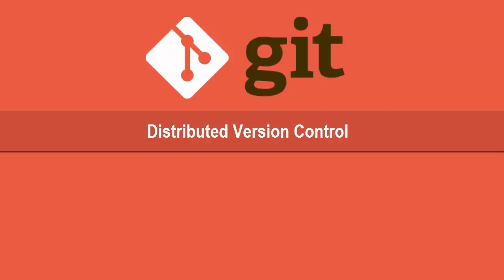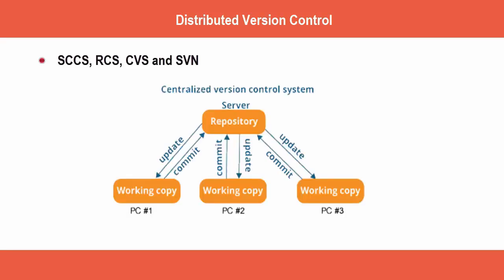Welcome to Distributed Version Control and why it is an essential feature of Git. In the previous movie, we talked about the history of version control systems such as SCCS, RCS, CVS, and SVN. All four of these use what is known as centralized version control system. This means that one central place is used to store the master copy of your code.